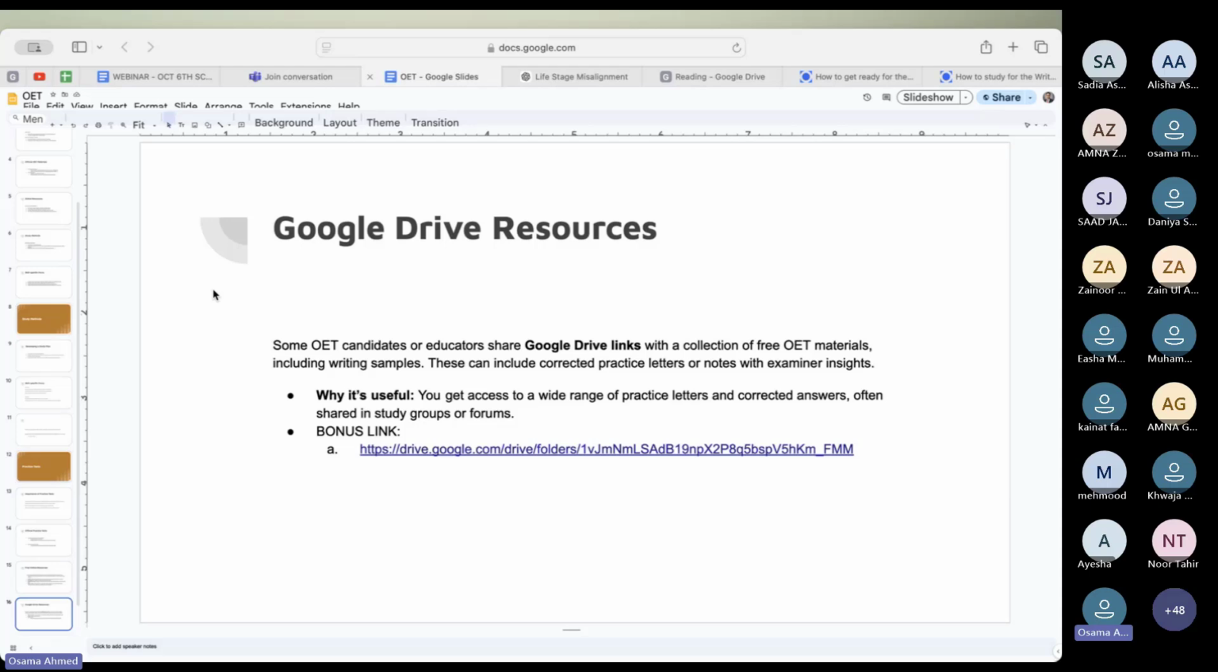If you want to take a screenshot, you can go ahead and take a screenshot of this as well.